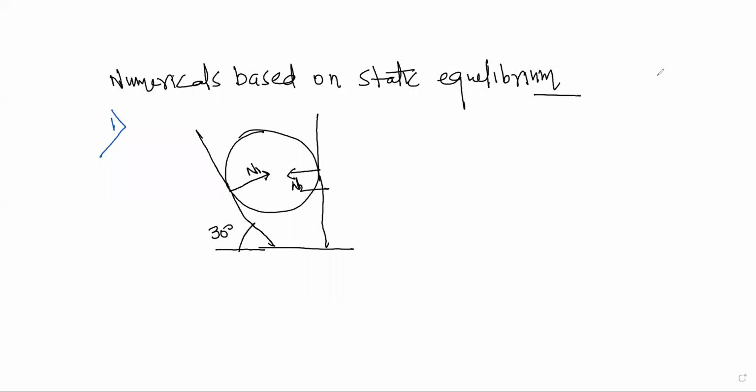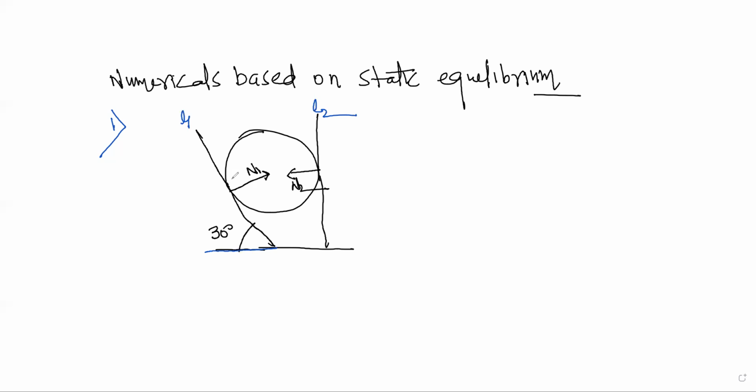Okay, welcome everyone. Today I am going to discuss a numerical based on static equilibrium. In this context, I have a question in which there is a sphere which is fixed between two planes. Let it be line L1 and let it be line L2. And the angle between the horizontal and this line is 30 degrees.